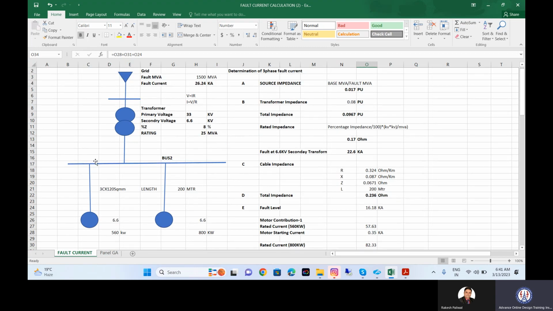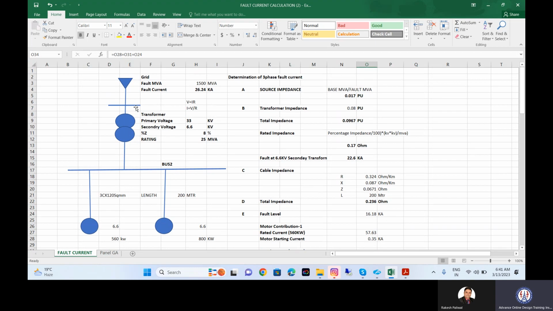Suppose I need to determine the fault current at this location. Then the transformer impedance, the motor contribution and this cable impedance, all three impedances will be added, correct? And then I will add the motor impedance as well. So this impedance is this. So the fault current. Okay. So the impedance up to the transformer is this, correct?